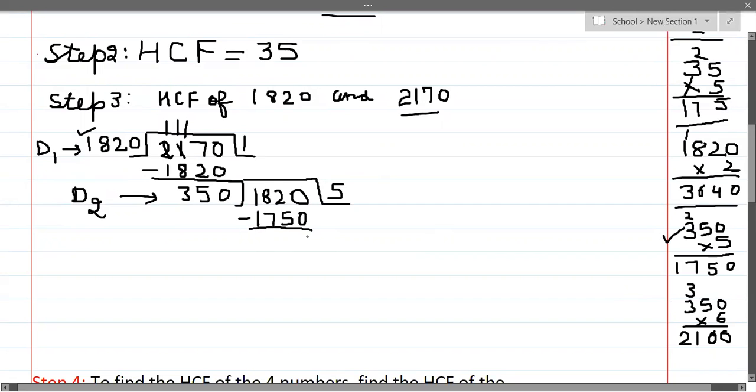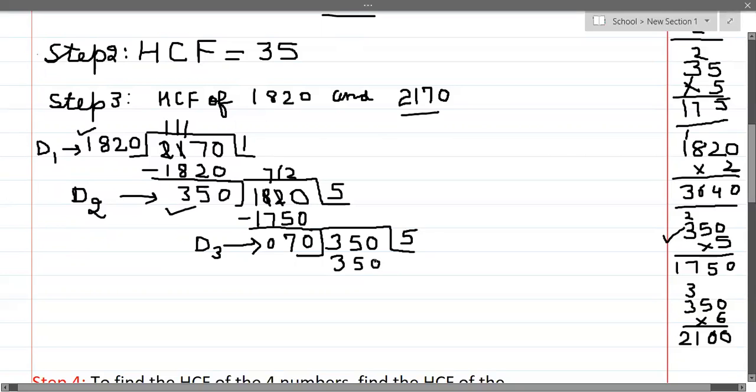Now let's subtract these two numbers. 0 minus 0 is 0. 12 minus 5 is 7. 7 minus 7 is 0. Now the remainder is coming 70. We will make one more bracket because we still did not get 0 as a remainder. This will give you the third divisor. And now we have to copy the second divisor inside the box. And this will be very easy because you know very well 5 times 70 is 350 and it is directly going, and your division is finished over here.